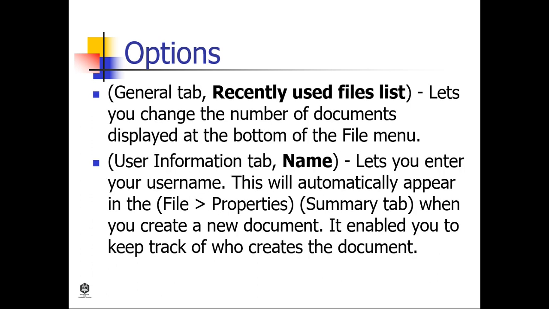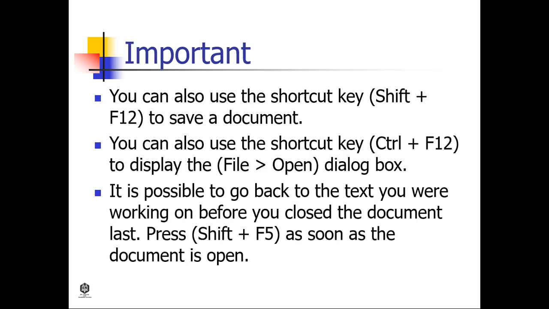The General tab, then Recently Used File List, lets you change the number of documents displayed at the bottom of the File menu. The User Information tab, then Name, lets you enter your username. This will automatically appear in the File, then Properties, Summary tab when you create a new document. It enables you to keep track of who creates a document.